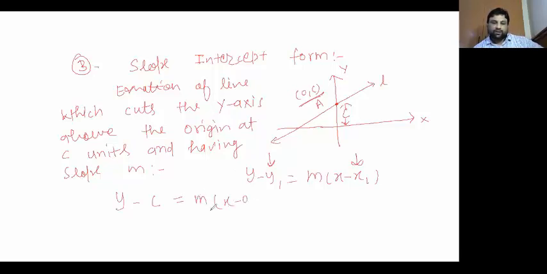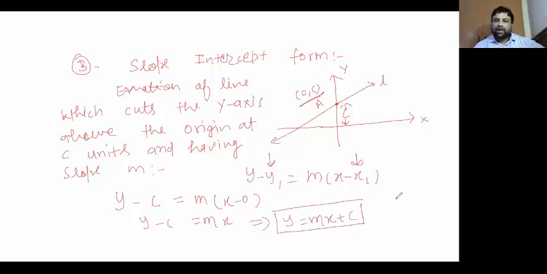0. So now you can see it will become y minus c is equals to mx, and if I take this minus c to the right hand side, it will become y is equals to mx plus c. So this is called slope intercept form of line, y is equals to mx plus c.